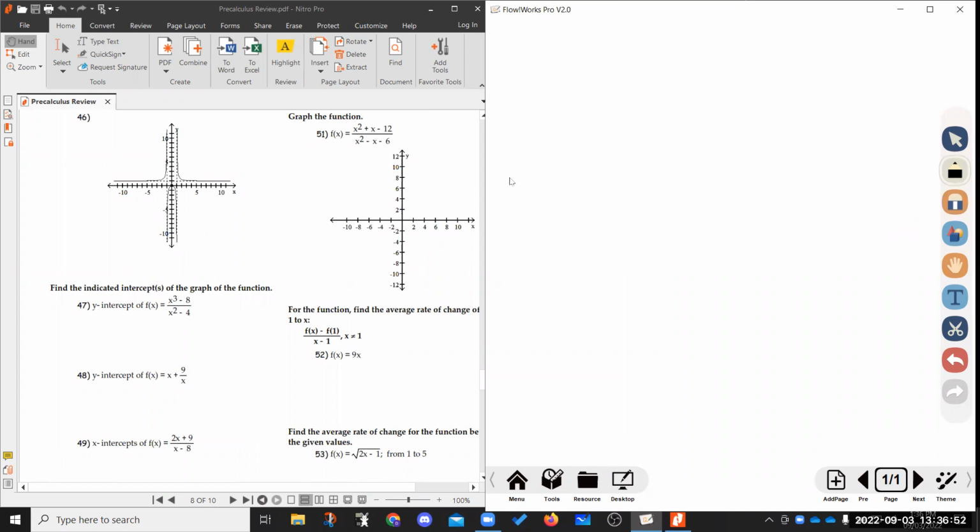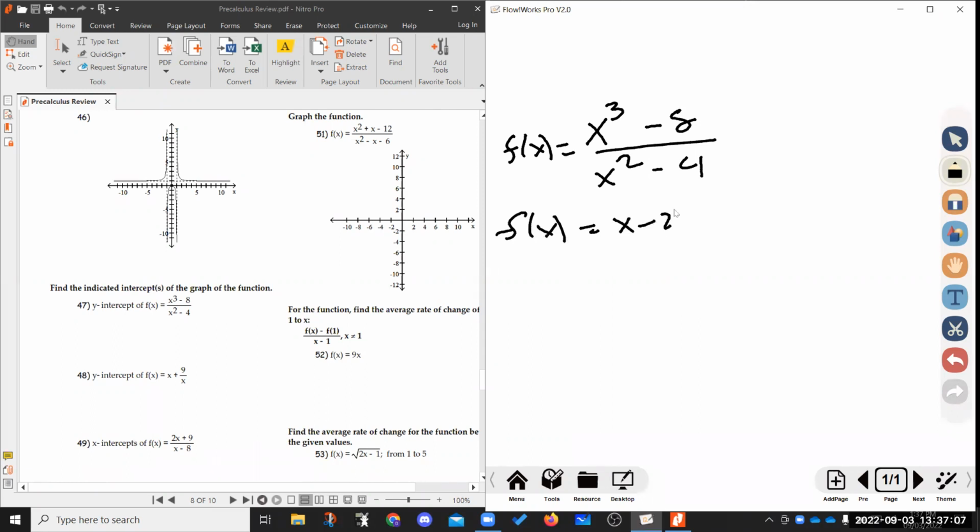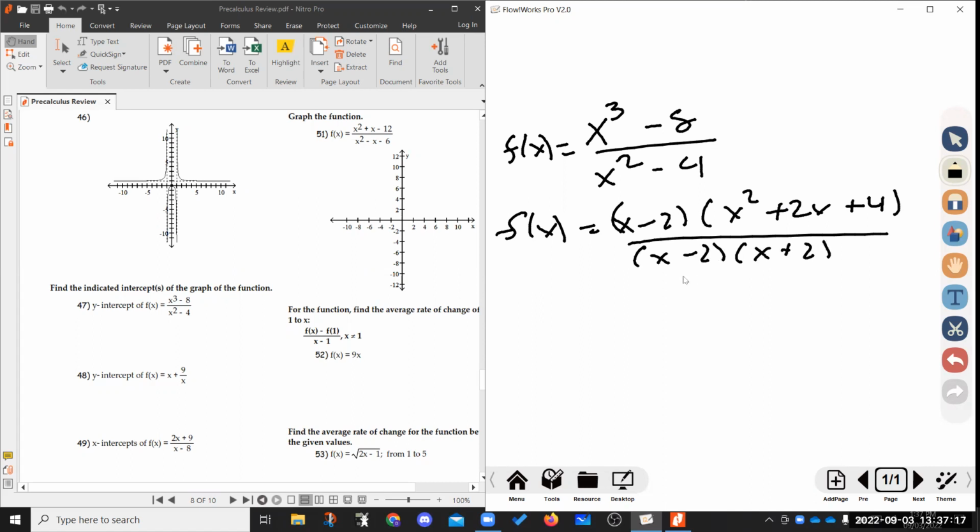Now we're going to find the y-intercept of the graph here. Can't have a y-intercept where there's a hole, so we're going to try and get rid of any holes first. X minus 2 times x squared plus 2x plus 4 over x minus 2, x plus 2. So f of x is going to be equal to x squared plus 2x plus 4 over x plus 2, as long as x is not equal to 2.